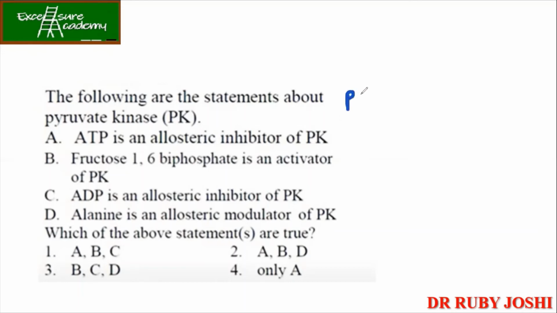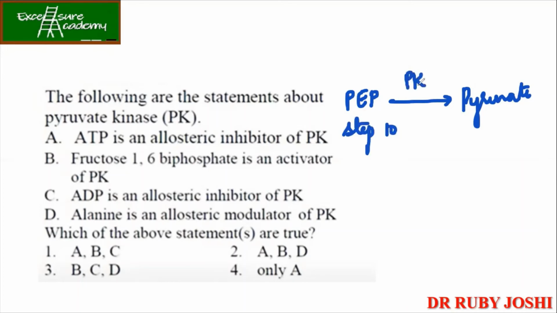To convert your phosphoenol pyruvate to pyruvate. आपका जो लास्ट स्टेप है, राइट? This is your last step, step 10. तो यहाँ पे आपका पायरुवेट काइनेज आता है. ओके, सो पायरुवेट काइनेज है, फॉस्फोइनोल पायरुवेट से आपका पायरुवेट बन रहा है.